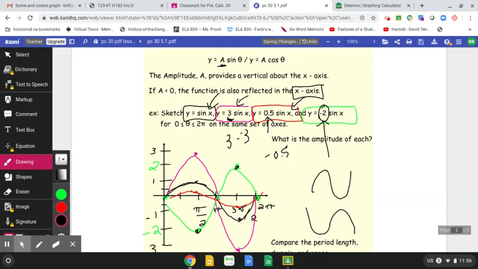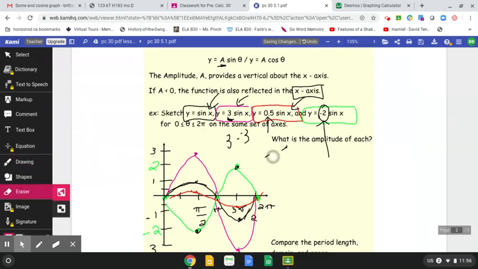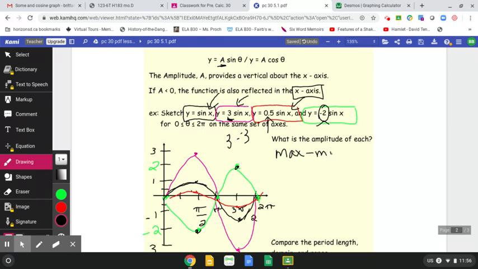Honestly, I wouldn't have even had to draw them for you, I could have just put those in Desmos, which I did in the next one, just to show you how Desmos is lovely. So basically what I want to show you is how to calculate the amplitude of each of these. You can remember from my last video, your max minus your min divided by 2. I could do that for all 4 of these graphs, right?